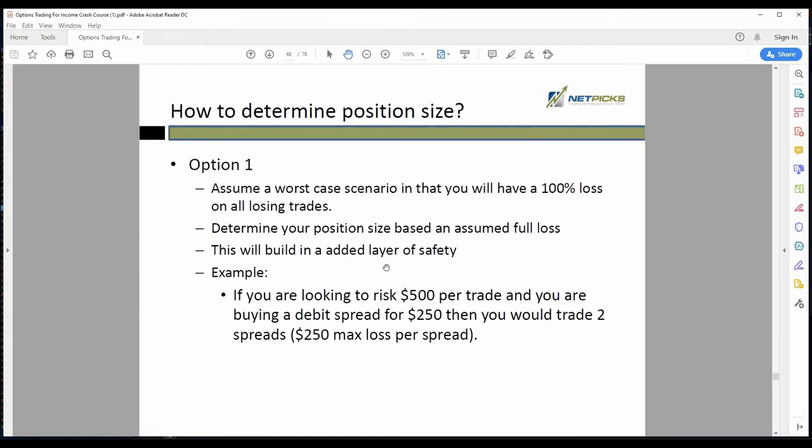If you're buying a spread for $2.50, for example, you could trade 2 contracts or 2 spreads, because now your maximum loss is $250 per spread, whatever you pay for the position. We can put that on 2 times and have $500 of risk. That's the first option. That's my preferred option. That's the route that I recommend that you start with.